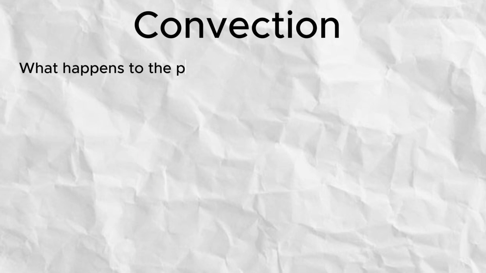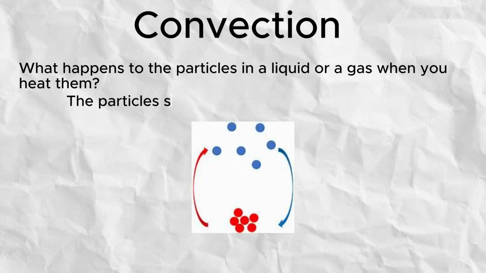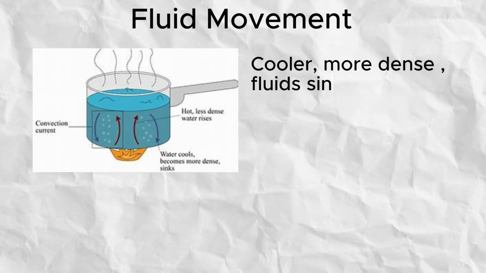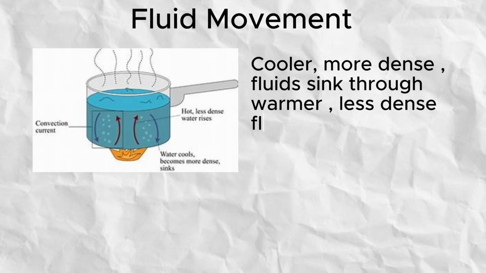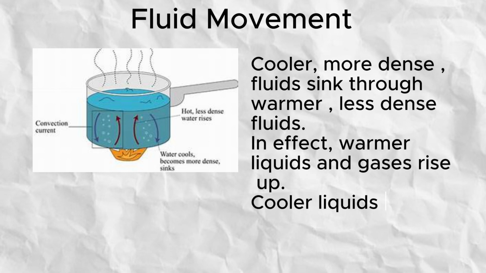What happens to the particles in a liquid or a gas when you heat them? The particles spread out and become less dense. Cooler, more dense fluids sink through warmer, less dense fluids. In effect, warmer liquids and gases rise up. Cooler liquids and gases sink.